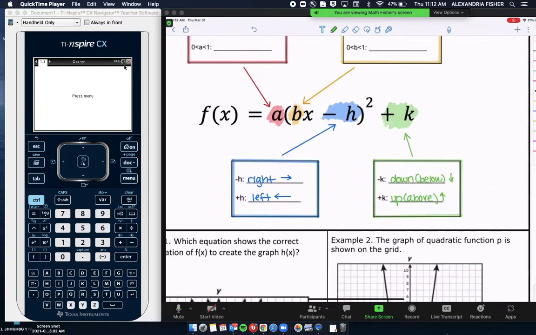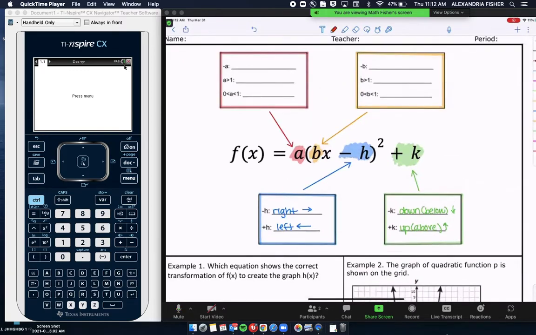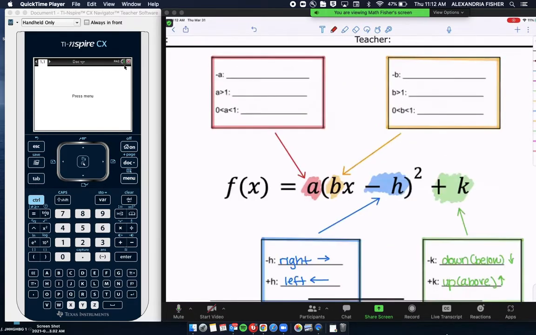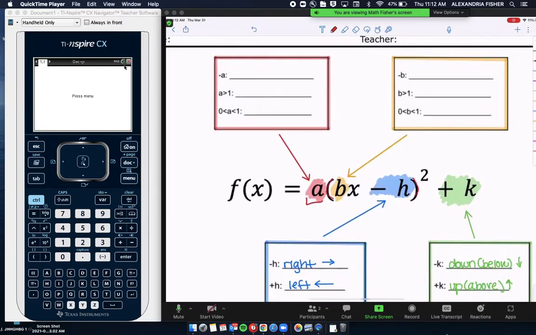And then the next two we didn't really learn about, but a is in front of the parentheses, it's always in front. So a is in front, and when a is negative, it's a reflection across the x-axis. So it's like a mirror. It's a reflection across the x-axis.